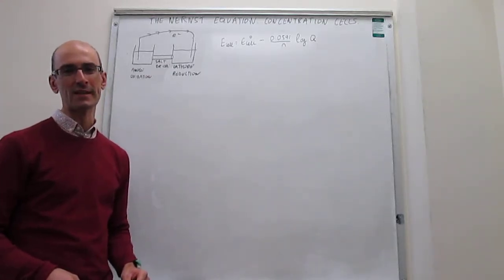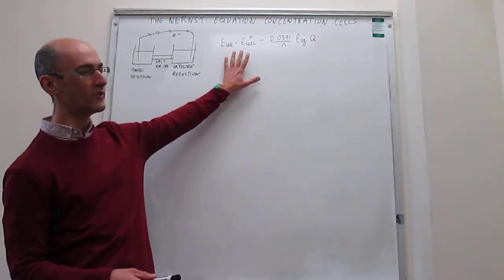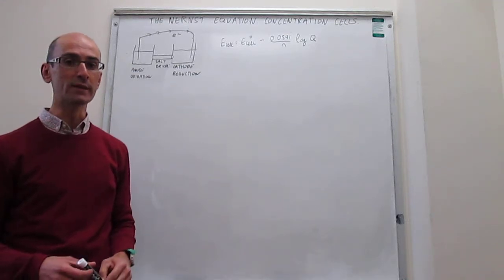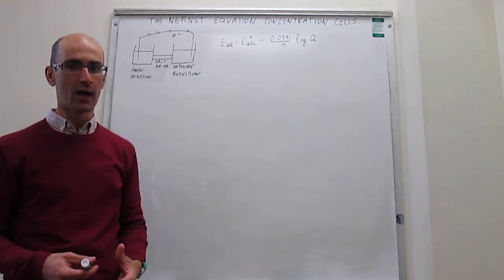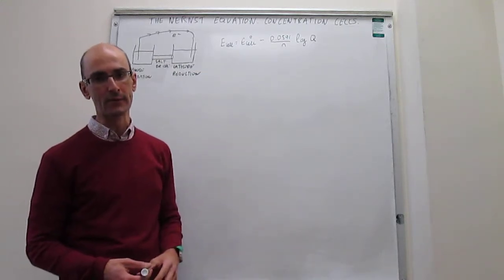In this video we discuss concentration cells. Here you have the Nernst equation that allows us to predict what the potential of a cell would be operating under any conditions of concentration that we wish at 298 Kelvin.